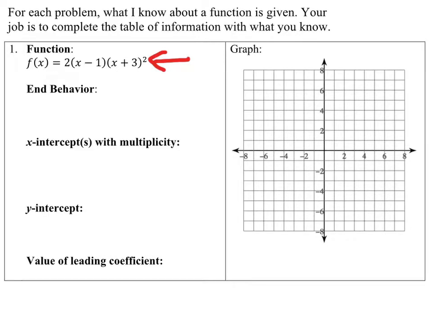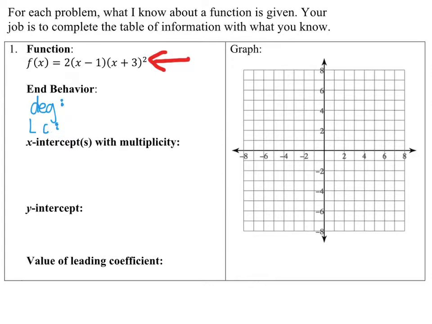So for number one, I have this equation. I have f of x equals 2 times x minus 1 times x plus 3 squared. I can find the information in any order. I'm just going to go down the list, starting with the end behavior. To find end behavior, I need to know what is the degree and what is the leading coefficient.